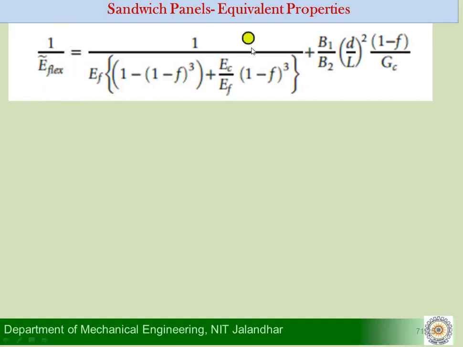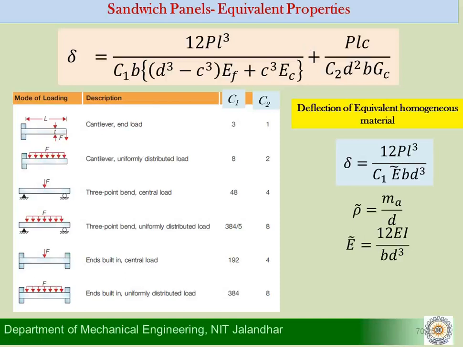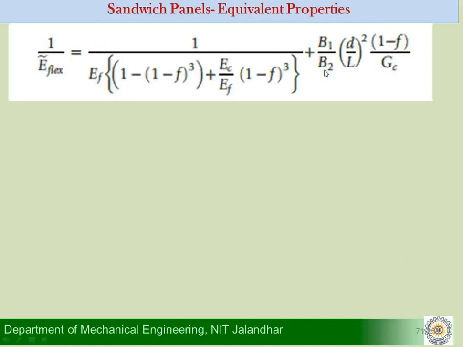The equivalent flexural stiffness can be predicted for a composite, for a sandwich. And 1 upon E bar is then written as 1 upon EF into 1 minus F cube, plus EC upon EF into 1 minus F cube, plus B1 upon B2. This B1 upon B2 shall be replaced by C1 upon C2 in our case. I'm taking it from the textbook. This is C1 and this is C2, but the book takes it as B1 upon B2, where B1 is equal to C1 and B2 is equal to C2. And then it's D upon L square and 1 minus F upon GC.